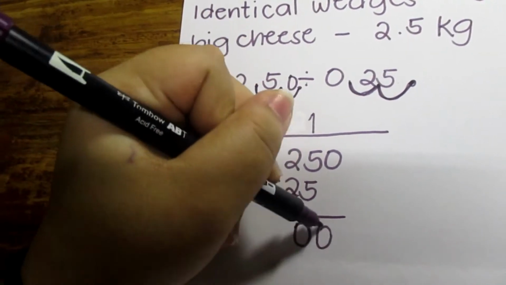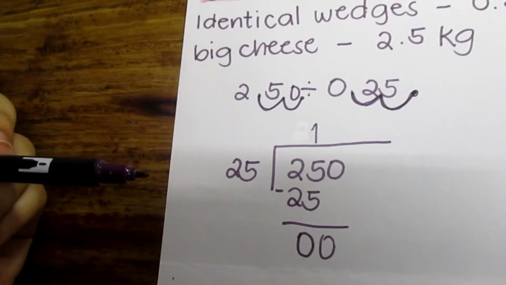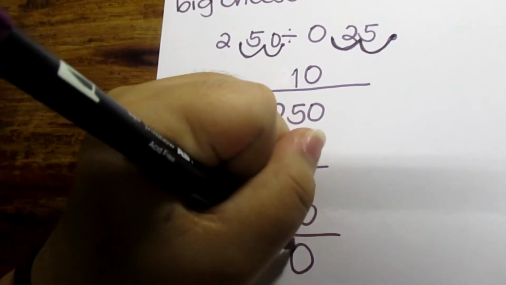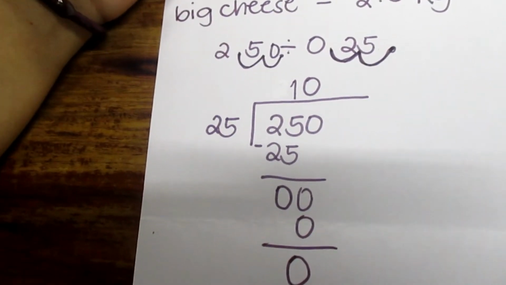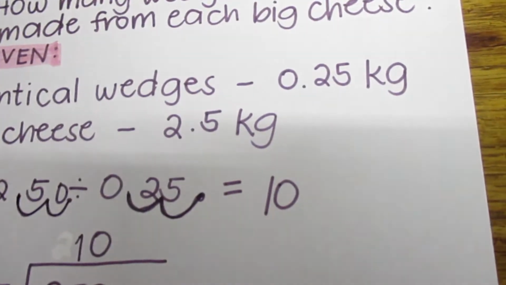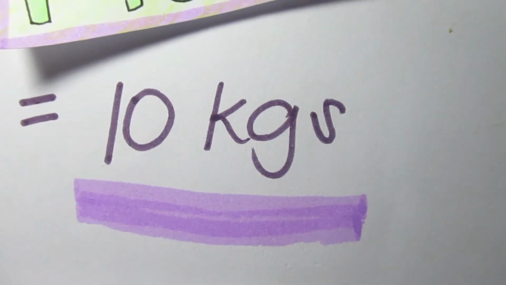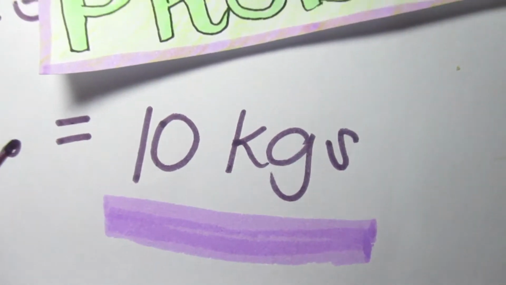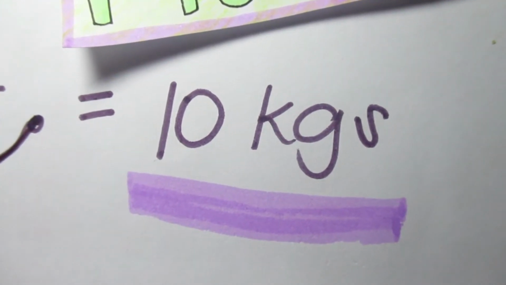So bring down 0. 0 divided by 25 is 0. 0 times 25 is 0. So 250 divided by 25 is equal to 10. So the final answer is 10. 10 identical wedges can be made from a big piece of cheese.